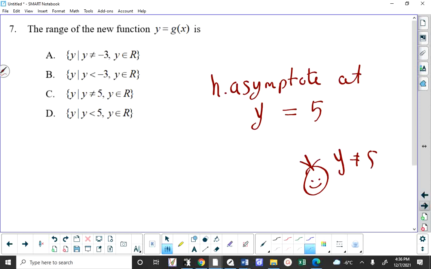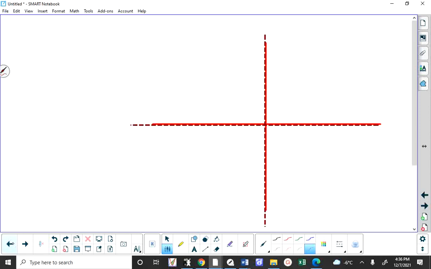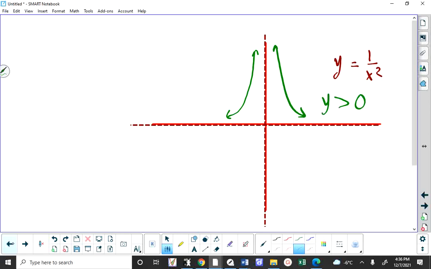And then what many of you said is that C was the answer for the range of the new function. Because if y equals 5 is the horizontal asymptote, then y cannot equal 5. Except when you constructed this image in your head of the asymptotes, you forgot that we were dealing with y equals 1 over x squared, which lies entirely above that horizontal asymptote. The range of this function, y equals 1 over x squared, is y is greater than 0.